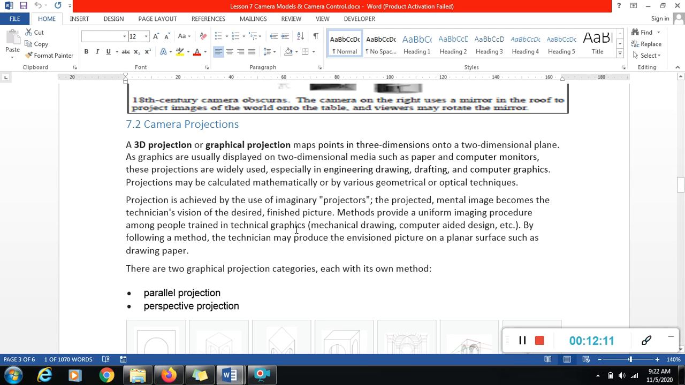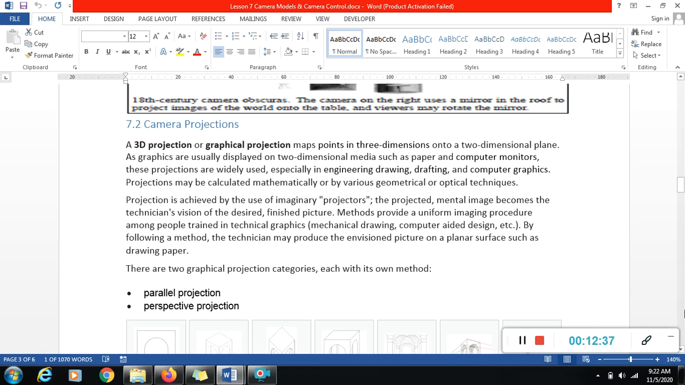They are achieved by the use of imagery projectors. The projected mental image becomes the technician's vision of the desired finished picture. Methods provide a uniform imaging procedure among people trained in technical graphics, that is mechanical drawing and computer-aided design. We talk of remote sensing and pan sharpening. By following a method, the technician may produce the envisioned picture on a planar surface such as drawing paper.